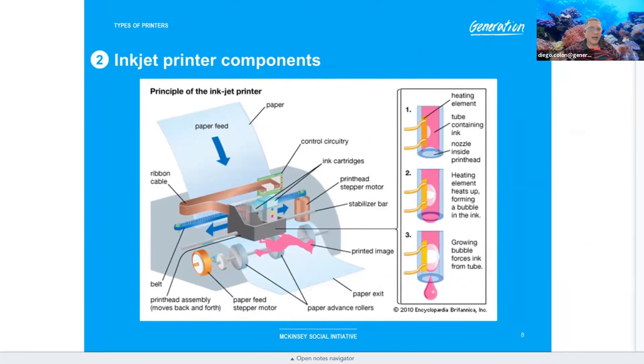We'll see here now an actual printer itself. Inside the printer, you'll see that it has a printer feed on the top end here. It has the little control circuitry. Can somebody tell me what this control circuitry board is?